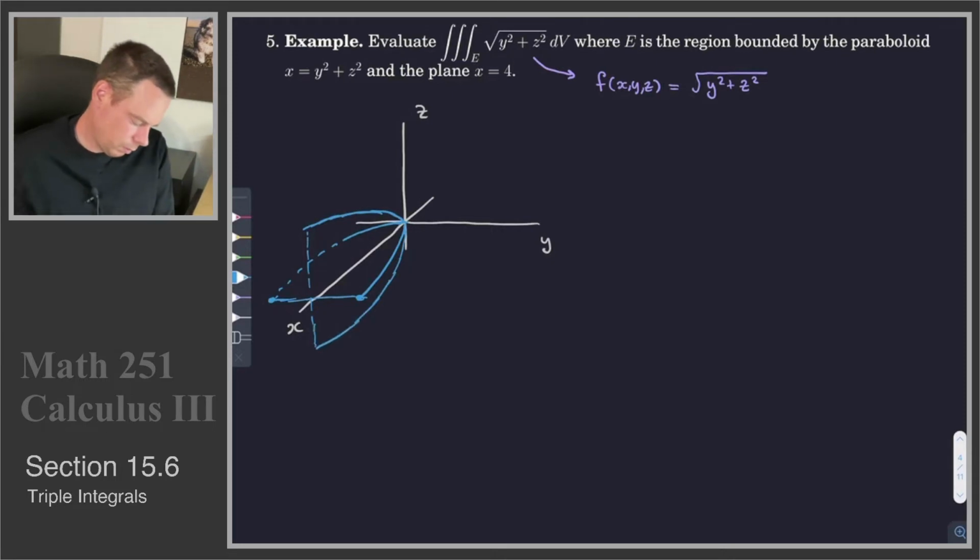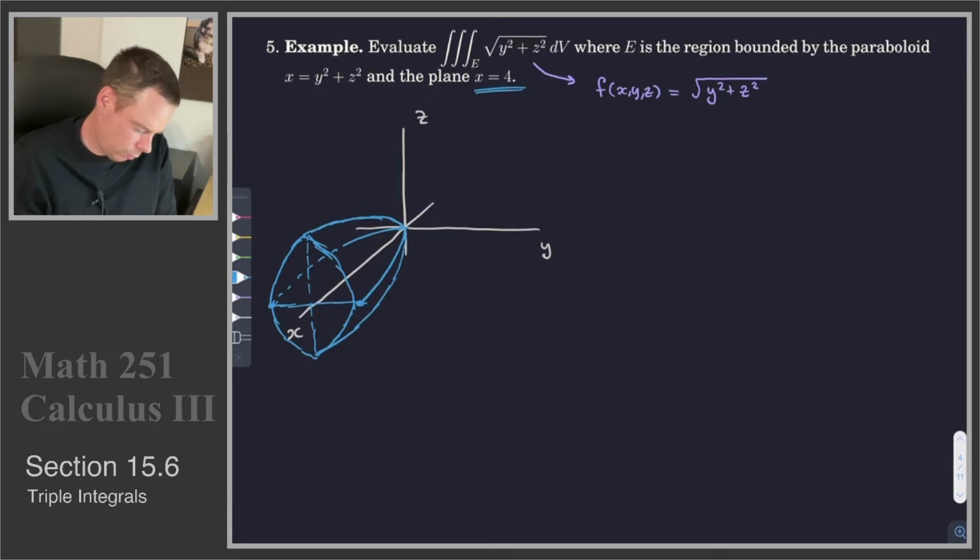So there we go. And then we can connect up all these points here. And so there's our paraboloid. How far have we gone? Well, we've gone to x equals 4. So we're out here at the point x equals 4. So there's the solid we want to integrate over.